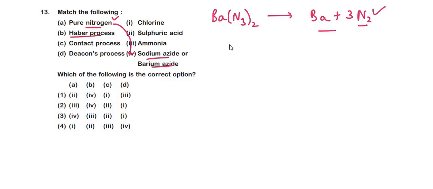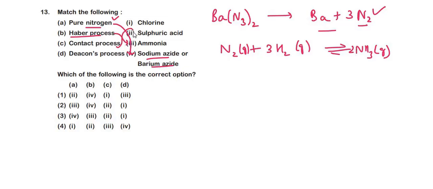Now the next one is Haber process. Haber process is a very common process where nitrogen reacts with hydrogen gas. It gives us ammonia. When 1 mole of nitrogen reacts with 3 moles of hydrogen, 2 moles of ammonia are produced. So the Haber process gives us ammonia.